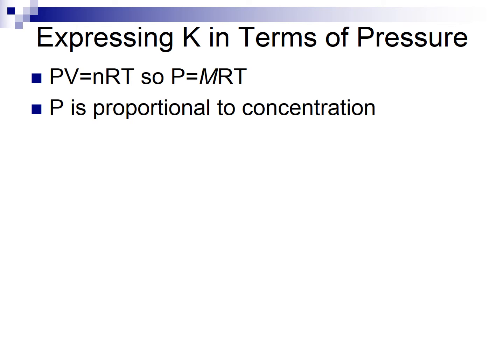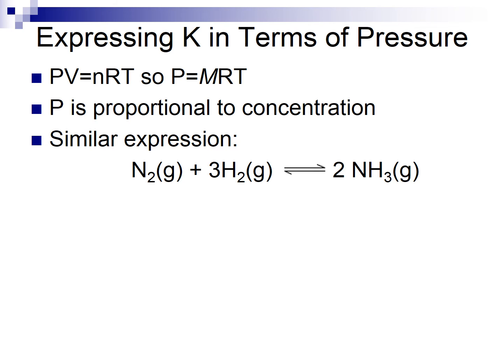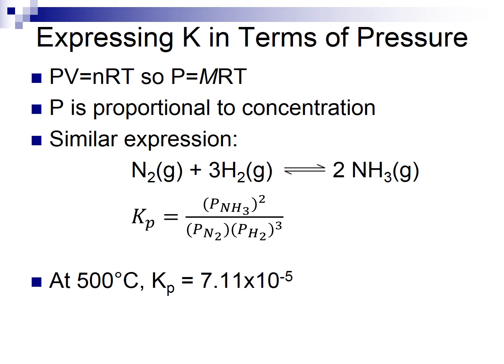If P then is proportional to concentration, we can create a similar expression in terms of pressure as we did with concentration. For our Haber process of ammonia formed from nitrogen and hydrogen, the Kp here would be the pressure of NH3 squared divided by the pressure of N2 times the pressure of H2 to the third. At 500 degrees Celsius, the Kp value for this is 7.11 times 10 to the negative 5.